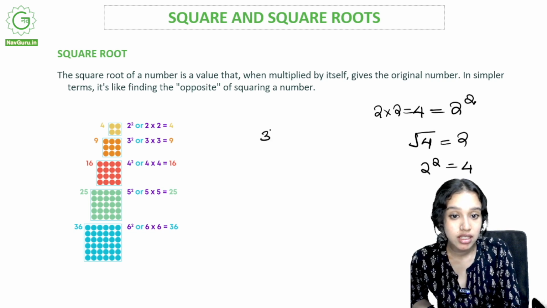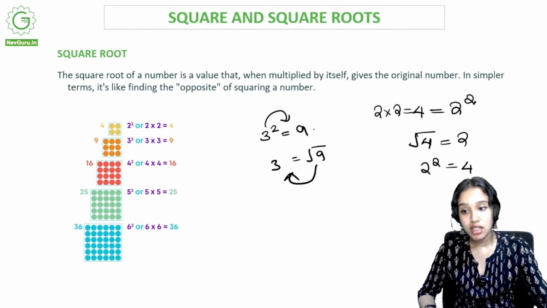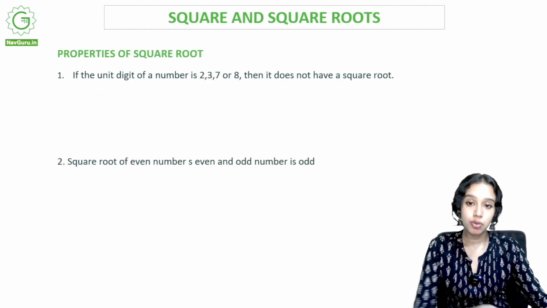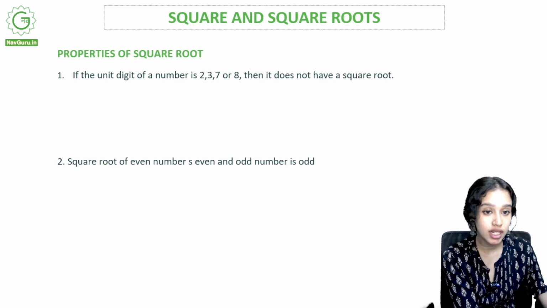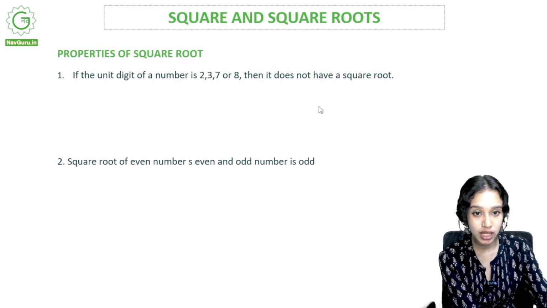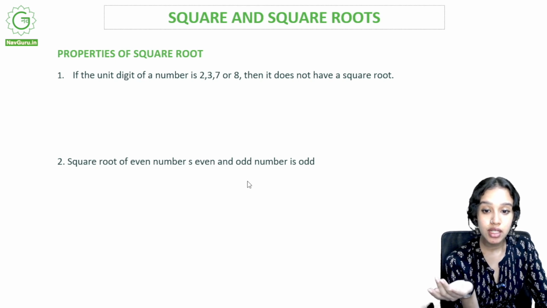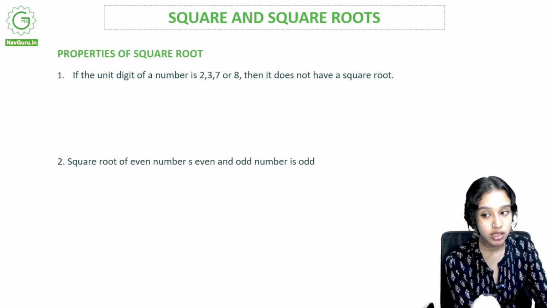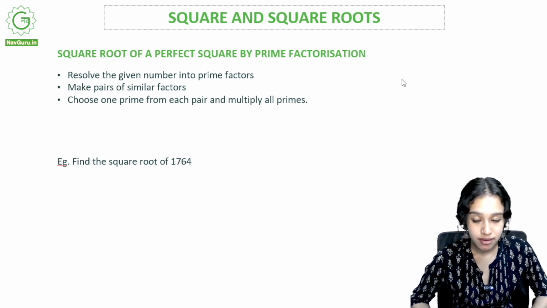In the same way, 3 square is 9 and root 9 is 3. You get how this works? So, what are the properties of square roots? If the unit digit of a number is 2, 3, 7 or 8, it does not have a square root. This is the same property we have told in the squares. Square root of even numbers is even and odd numbers is odd. Now, square root of a perfect square by prime factorization.